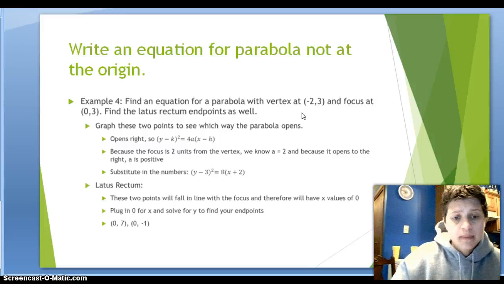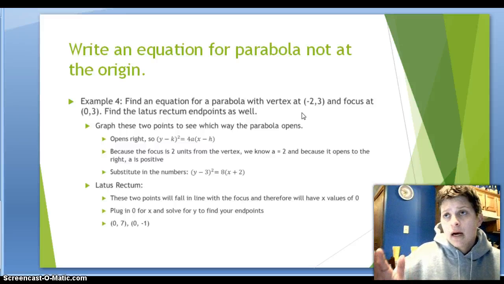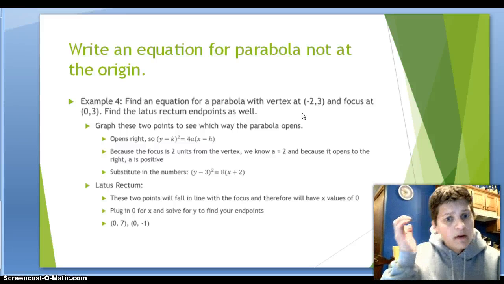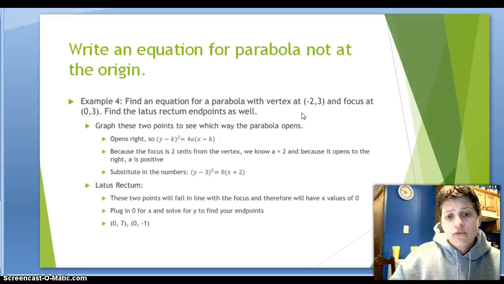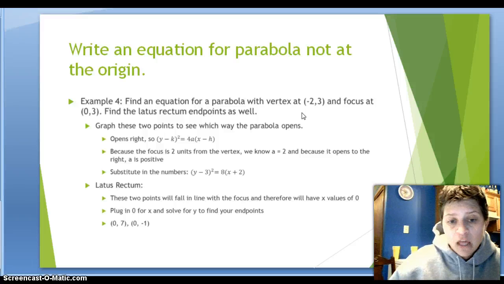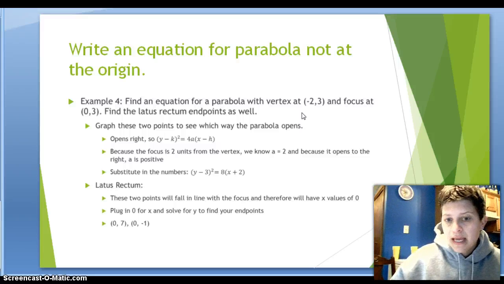Now to find the latus rectum, think about it again: it opens to the right. That means our x values will be the same for the focus as they are for the endpoints of the latus rectum. So our focus has an x value of 0, so you'd plug in 0 for x. You would get (y - 3)^2 = 8(0 + 2). 8 times 2 is 16, so (y - 3)^2 = 16.